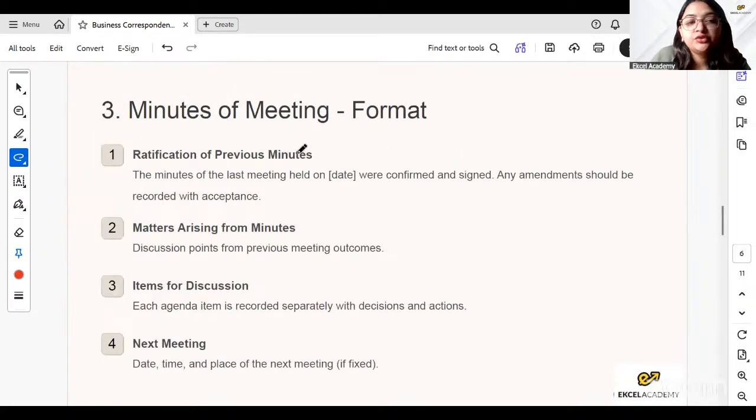Then ratification of previous minutes. We were just seeing that wherever your previous meeting has been held, you check those minutes and see if there are any changes to be made. Okay, amendments is nothing but your changes. Matters arising from minutes, that is from previous minute outcomes. If you thought that there were some action points and you need to discuss that, then you will add it in your minutes. Items for discussion, every agenda item that you have discussed, and next meeting, if you've already decided on the date, time and place, you can include that as well.